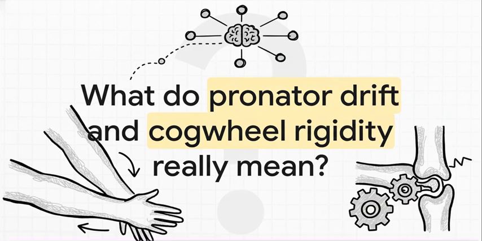We've all heard these complex terms, pronator drift, cogwheel rigidity. They get thrown around a lot. But what do they actually mean? What are you really looking for when you're with a patient? Like, what does it tell you if one arm starts drifting down when their eyes are closed? Or what about that weird catch and release feeling in their elbow? These are not just fancy buzzwords. They are absolutely critical clues about what's going on deep inside the central nervous system.